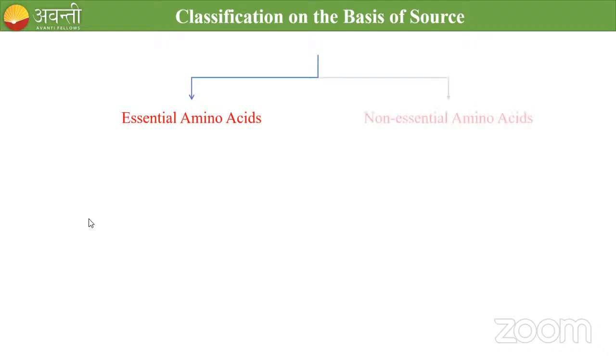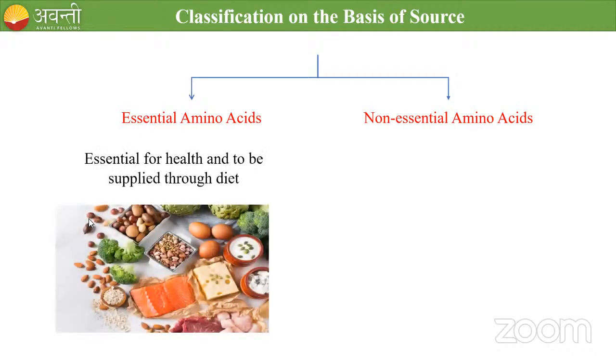Now the second classification is on the basis of source. According to the source available, it is classified into two: one is called essential amino acid and the other is called non-essential amino acid. What is meant by essential amino acid? The one which is essential for health and has to be supplied through diet.